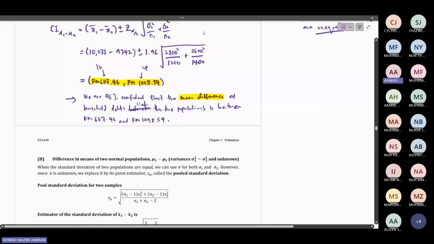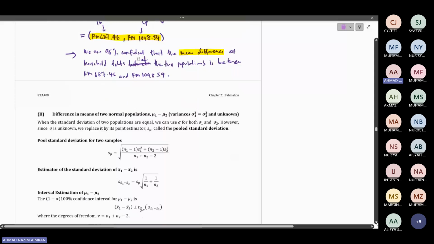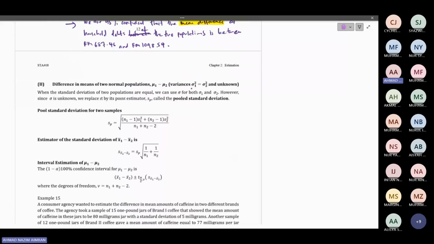Okay, now, let's go to the second case. I've explained this before. For the second case, both are unknown. Dia tak ada case yang satu known, satu unknown. Biasanya dia akan bagi sama ada dua-dua known ataupun dua-dua unknown. But if let's say you terjumpa satu known, satu unknown, then still we consider it as unknown, just to be safe.